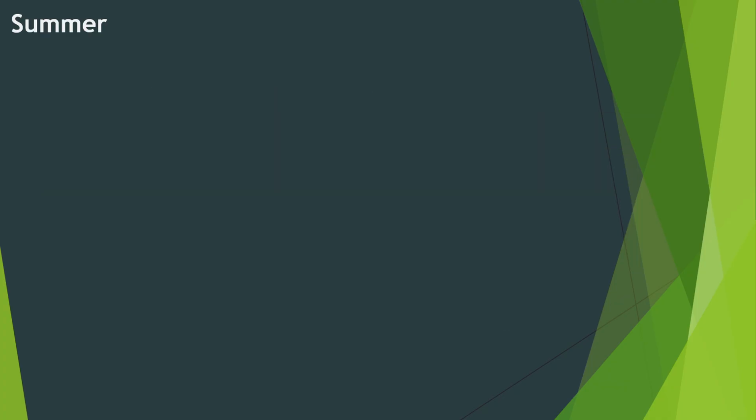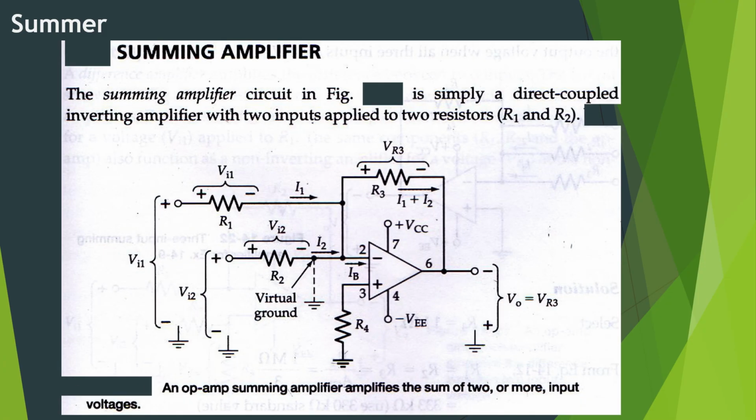Summer, also known as summing amplifier. The summing amplifier circuit shown in the figure is simply a direct coupled inverting amplifier with two inputs applied to two resistors R1 and R2. An op-amp summing amplifier amplifies the sum of two or more input voltages. So, summer or summing amplifier.